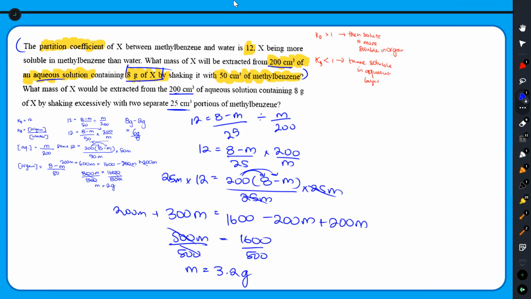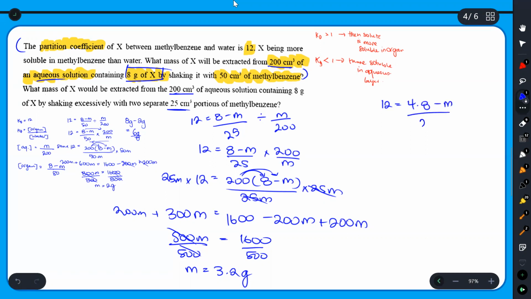If m is 3.2 grams, then what you're going to do is basically take that 3.2 grams from the 8, which was our original amount, to see what's left for extraction. So if you subtract 3.2 from 8, that's 4.8. So now you're going to do the second extraction using 4.8 grams. So 4.8 grams minus m is divided by 25, which would be the other part of the 50. And that would be divided by m over 200. This would be 12 is equal to 4.8 minus m over 25 multiplied by 200 over m.